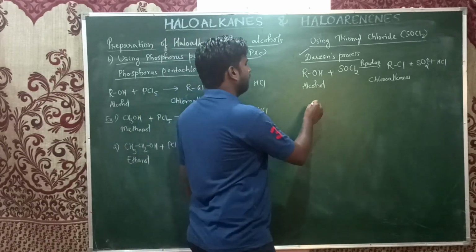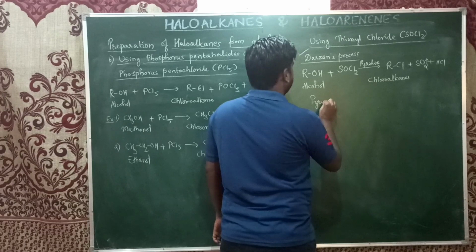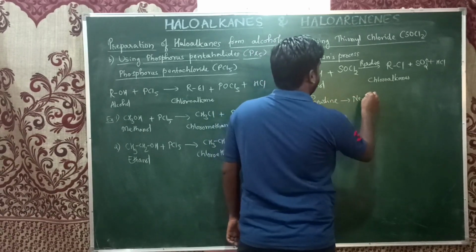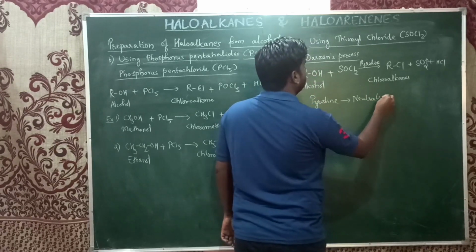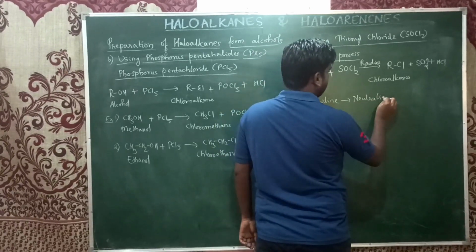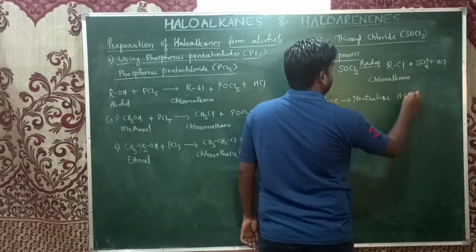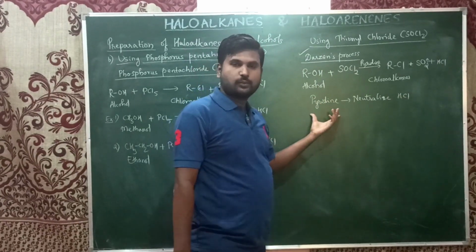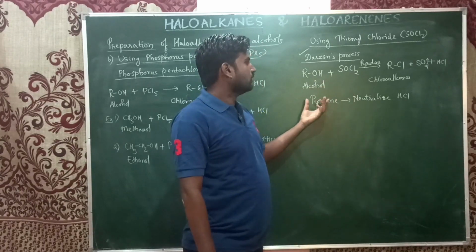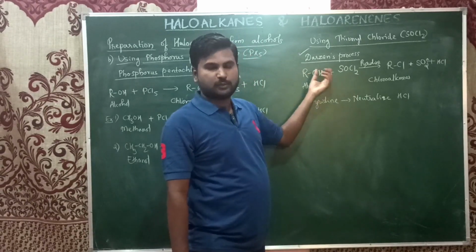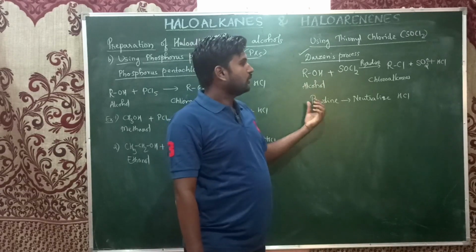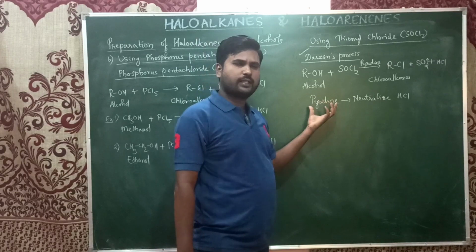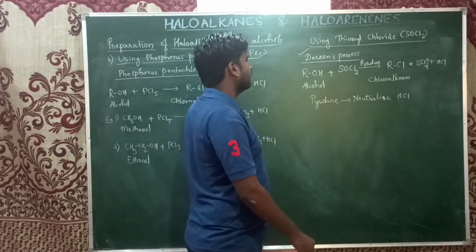Okay, so here pyridine is used to neutralize the HCl produced in the reaction. This is also an asked MCQ: what is the purpose or function of pyridine in the case of the Darzens process? It is to neutralize the hydrogen chloride gas or hydrochloric acid. That is why it is important.